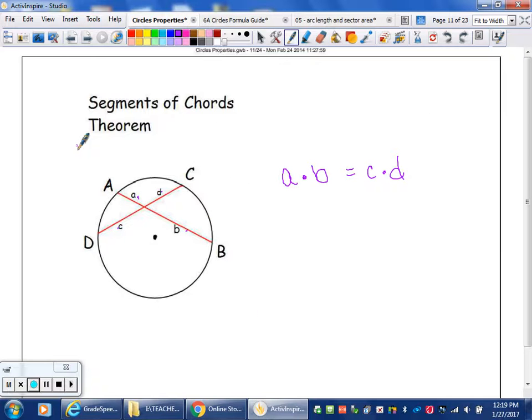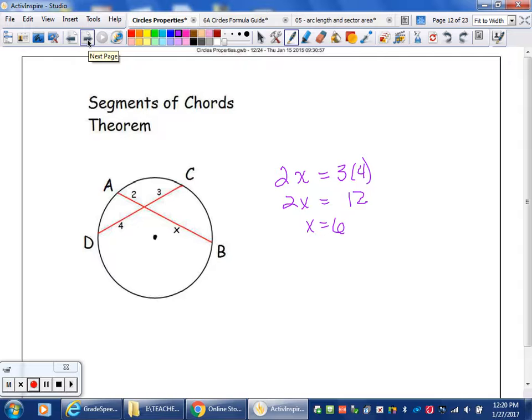Now, sometimes we're not going to talk angles, we'll talk segments inside of circles. If you have two chords that intersect inside the circle, the product of the segments of one chord is equal to the product of the segments of the other chord. For instance, on this picture here, 2 times x would equal 3 times 4, which you then would do your algebra and come up with x is 6.